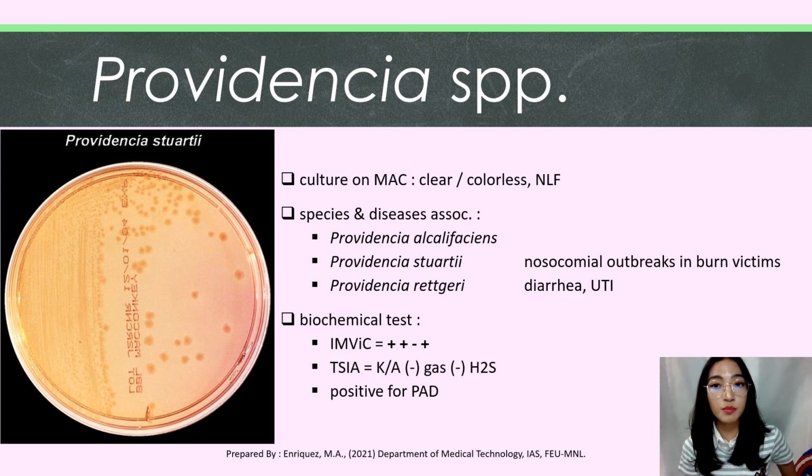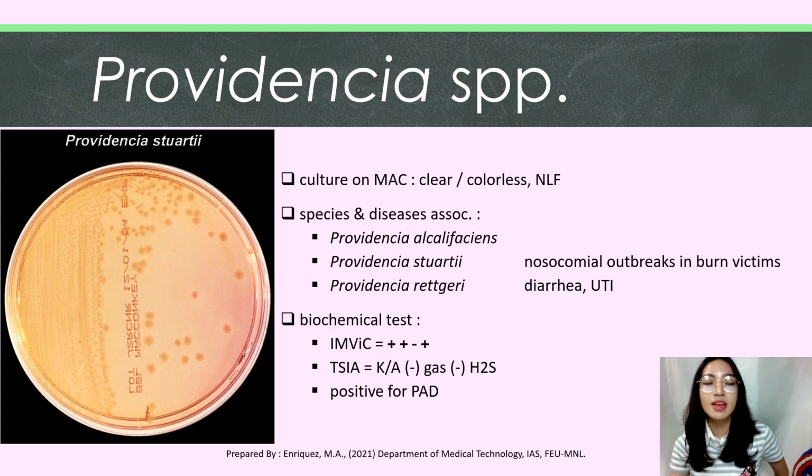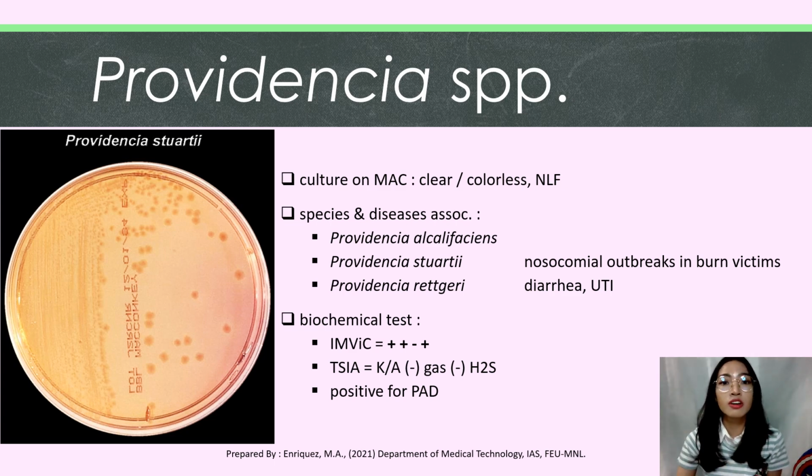The genus Providencia is composed of 5 species, but only 3 of these are associated with human infections. So, we have Providencia alcalifaciens, stuartii, and rettgeri. Providencia rettgeri is a documented pathogen of the urinary tract. And then Providencia stuartii has been implicated in outbreaks in burn victim units and has also been isolated from urine cultures. So infections caused by stuartii and rettgeri, especially in immunocompromised patients, are particularly difficult to treat because of their resistance to antimicrobials. And listed here are their biochemical test results.